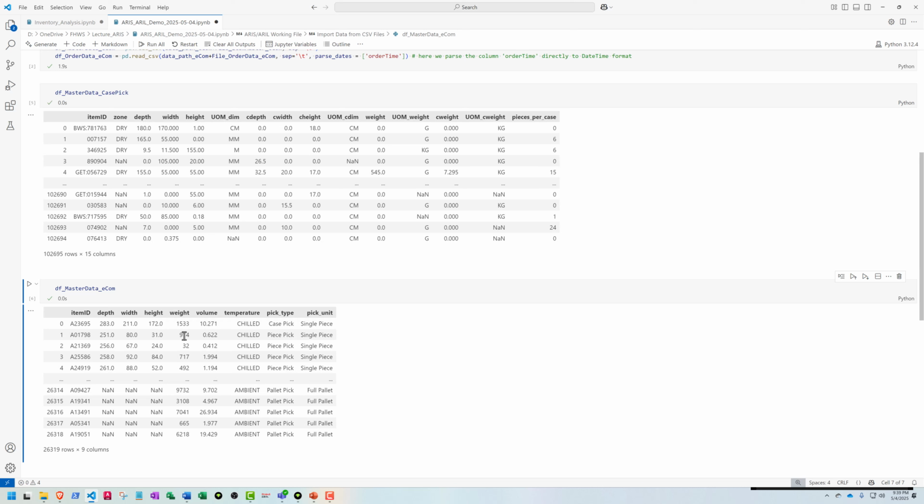We also have a temperature zone here. Here it's called temperature. You can see some products are chilled, some are ambient. And we have a total of 26,000 rows in this data file, so perhaps some are frozen as well. We've got a pick type, so we've got some piece picking products, some pallet picking products, but also some full case picking products. We do not have units of measurement dimensions here. So we don't know if these are millimeters or inches or centimeters, but we can make assumptions, of course. Probably this will be millimeters, and probably the weight will be provided in gram.